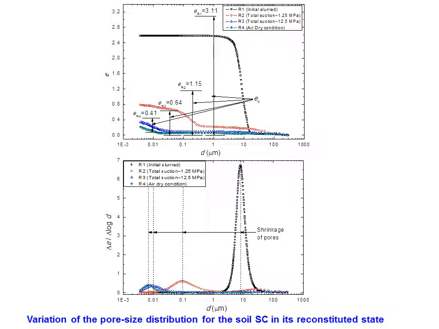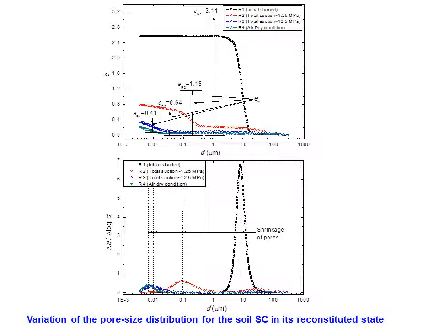Now if we observe the pore size distribution characteristics for the reconstituted samples, this curve indicates the cumulative pore size distribution for the initial slurried or reconstituted sample, whereas this curve indicates the pore size distribution curve for the air dry sample. What we can see is a monomodal pore size distribution for the reconstituted samples, and the pores shrink both in size as well as volume during drying.